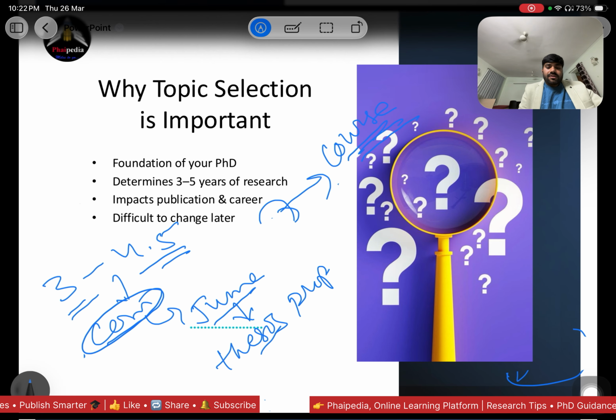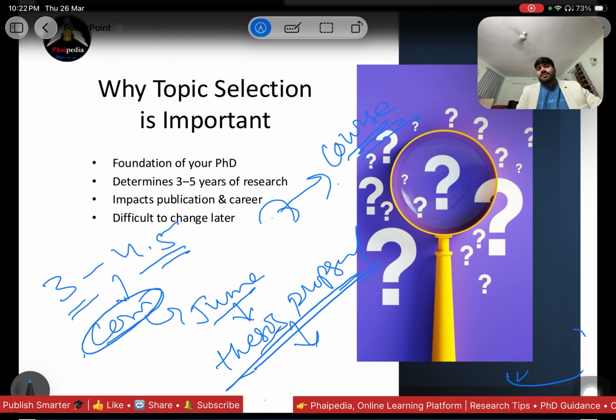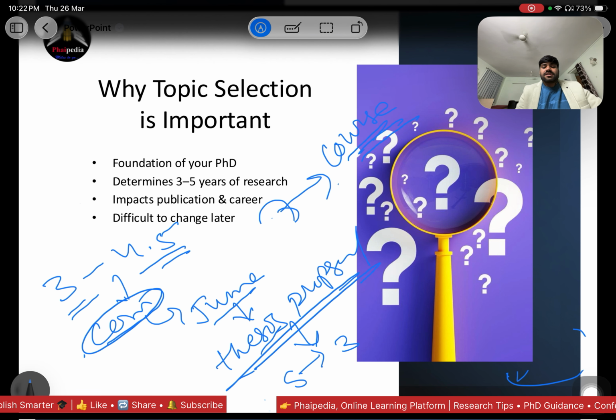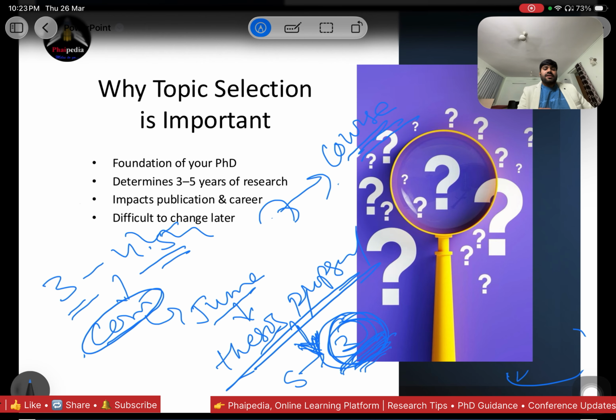thesis proposal. In the thesis proposal, we have to present our thesis studies like chapter 1, 2, 3. Minimum three studies are required. It varies from institute to institute, but basically minimum three studies are required. So you have to decide your research topic so that you can decide these three studies. That's why this research topic is very important, and you cannot change it later because from this research topic only you will get the publication.